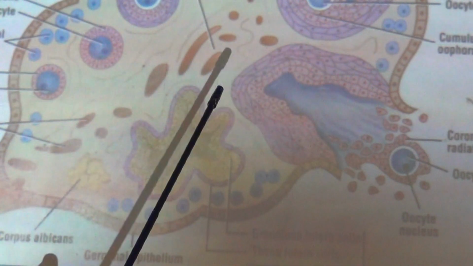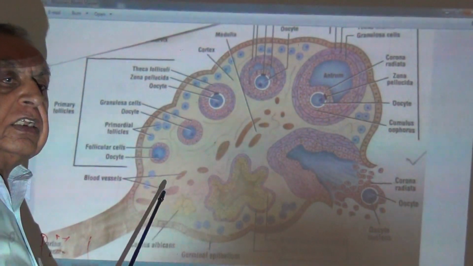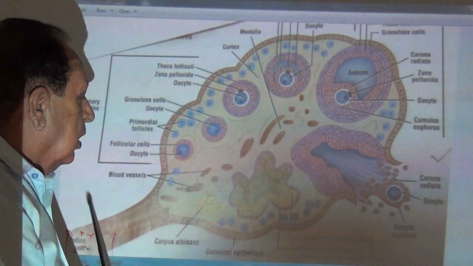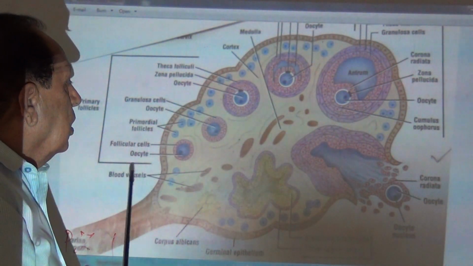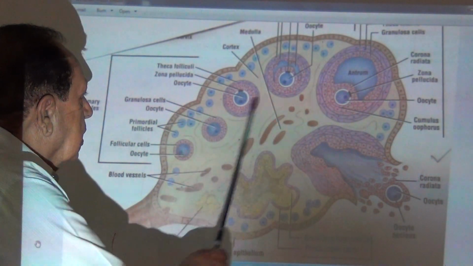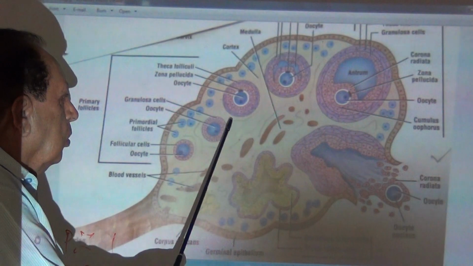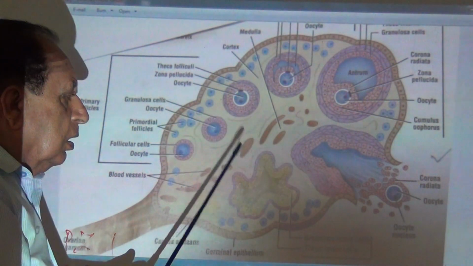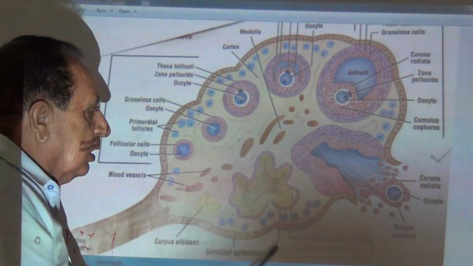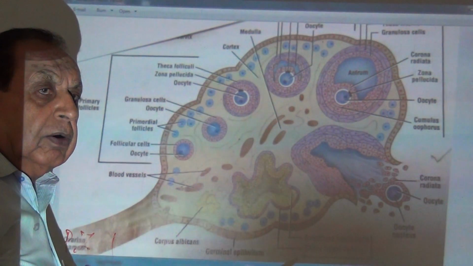Now, after menopause, what happens? These follicles disappear. And the second thing is that the cortex becomes a narrow zone, and the follicles shrink. So all that is at the age of menopause. That's all about the ovary.